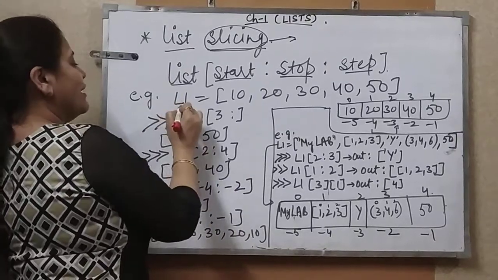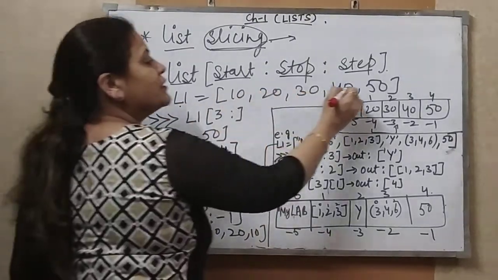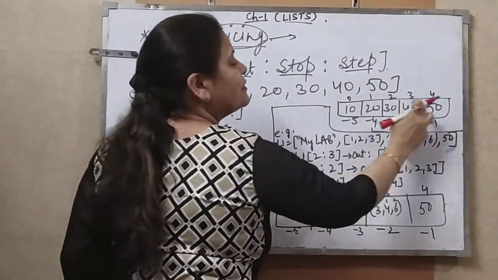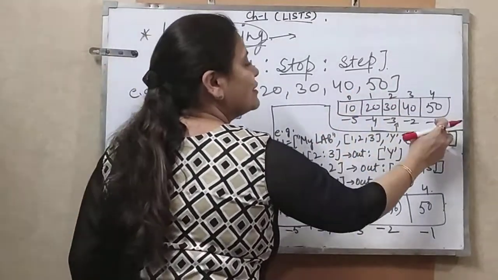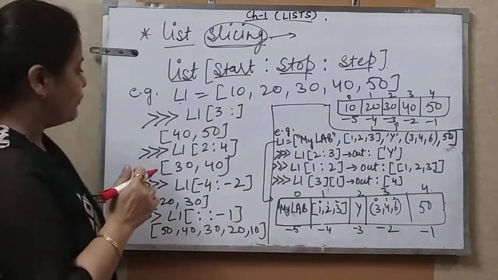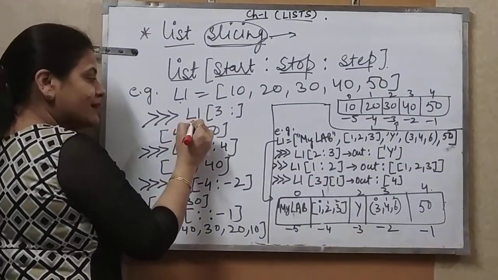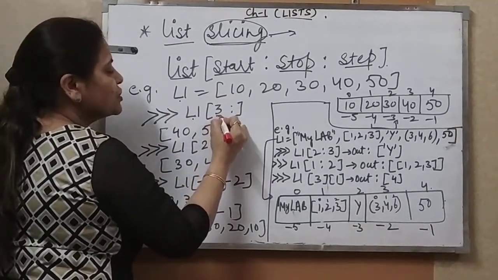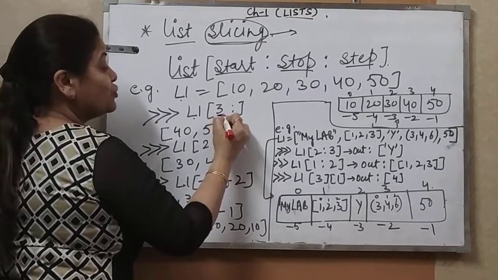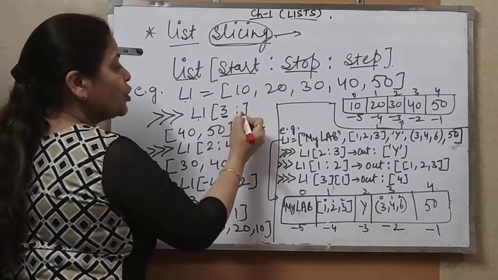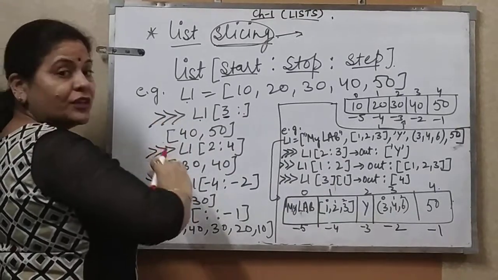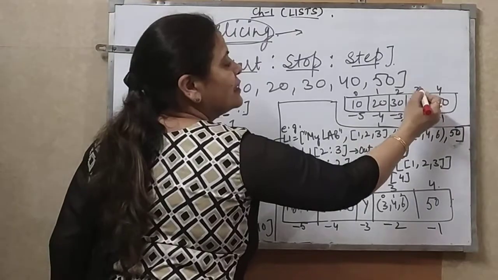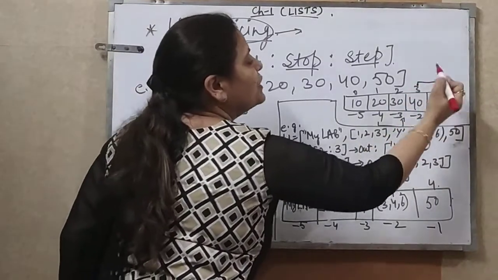For example, if I have a list L1 equal to 10, 20, 30, 40, 50, then in memory it will be stored like this: 10, 20, 30, 40, 50 with indexes 0, 1, 2, 3, 4 and -1 to -5. Now if I extract L1[3:], it should start from index 3, and since I'm not giving the stop value, all the values after 3 will be printed. So the third index starts from here, and it will print both values, 40 and 50.